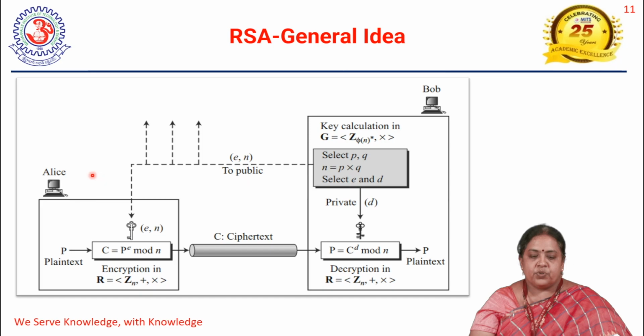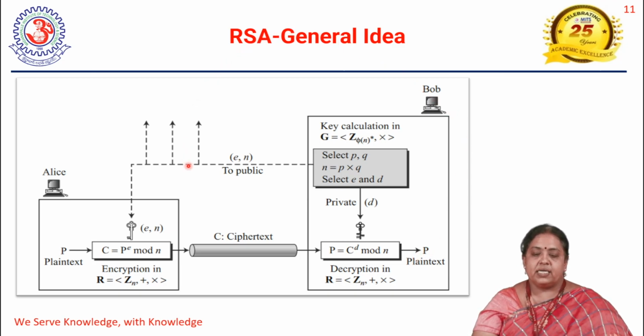Any sender, suppose Alice is going to send a message, she is going to make use of the public key announced by Bob. By using this key only, she is going to encrypt the message. For the encryption process, she makes use of the algebraic structure called a ring. She gets the ciphertext, and that ciphertext will be sent to the receiver through the transmission medium. At the receiver end, that is at Bob's end, Bob applies the decryption algorithm, which is a ring structure, and makes use of the private key D in order to get the plaintext. That is the general idea of RSA.